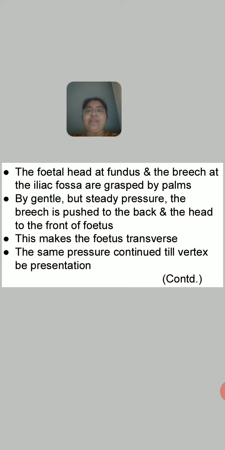Then continue giving the pressure. The same pressure is continued till the vertex becomes the presentation, till the vertex comes at the pelvic grip and the buttocks go to the fundal grip. You have to continue giving the pressure till this outcome.